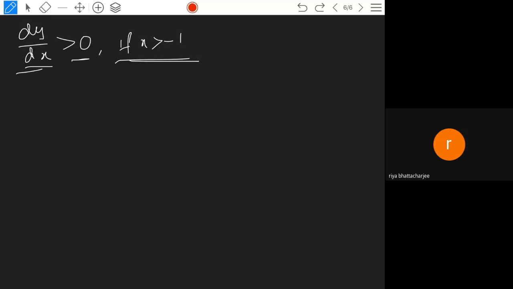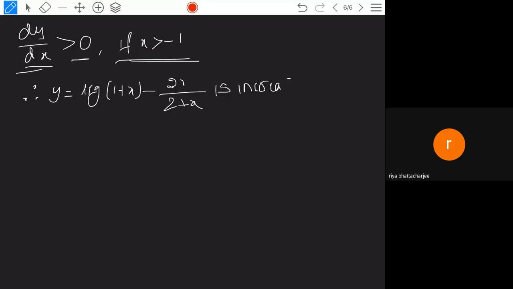Therefore the given function, y equals f of x, which is logarithm of 1 plus x minus 2x by 2 plus x, is increasing in its domain, isn't it?